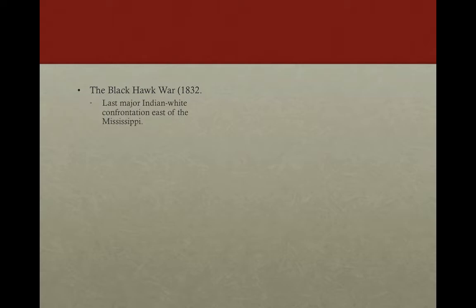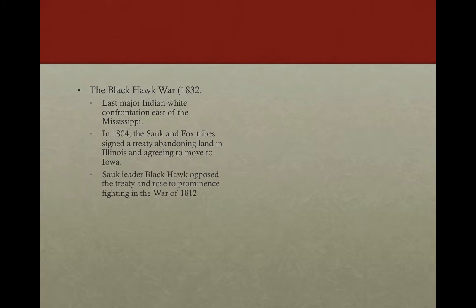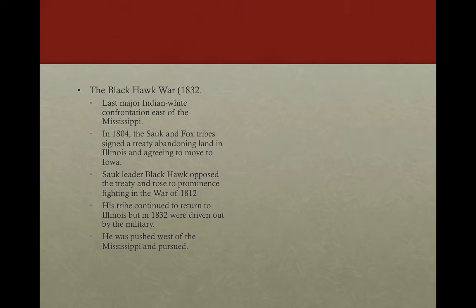The Blackhawk War, the last major Indian-white confrontation east of the Mississippi. In 1804, the Sauk and Fox tribes signed a treaty abandoning land in Illinois and agreeing to move to Iowa. Sauk leader Blackhawk opposed the treaty and rose to prominence in fighting in the War of 1812. His tribe continued to return to Illinois, but in 1832 were driven out by the military. He was pushed west of the Mississippi and pursued. Most of his band were killed.